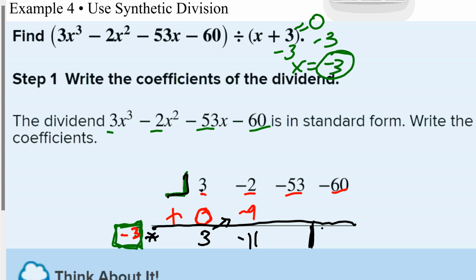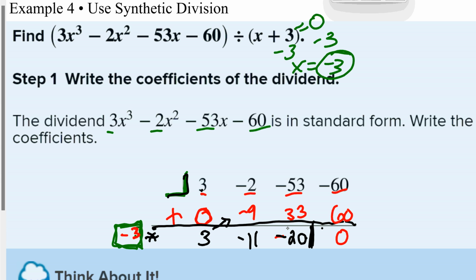I'm trying to be color coordinated here. And now I'm going to add the first row and second row, and I get -20. And then whatever lands on the third row, I multiply by what's in the box, so that'd be 60. And then I add those, and I get 0. And so that's my remainder: a remainder of 0.